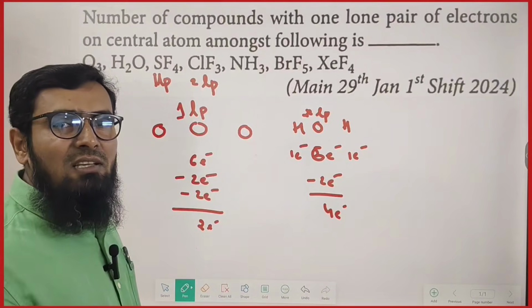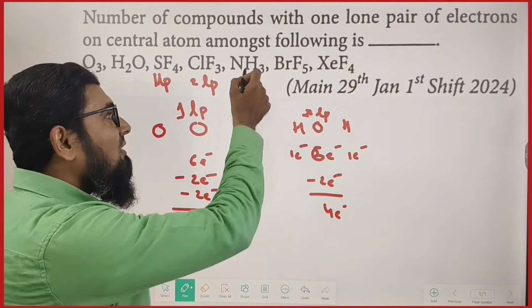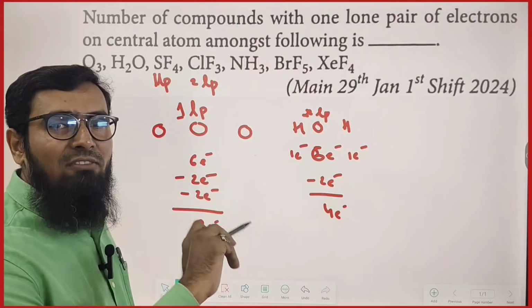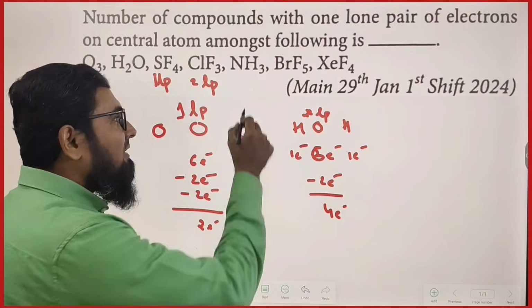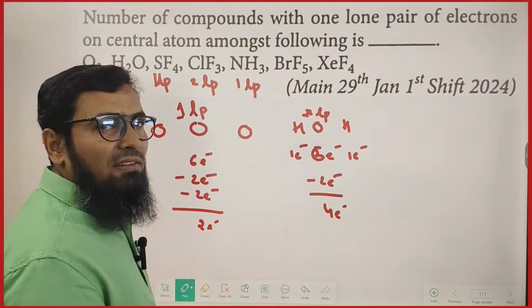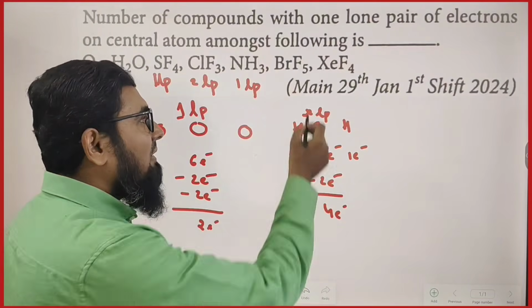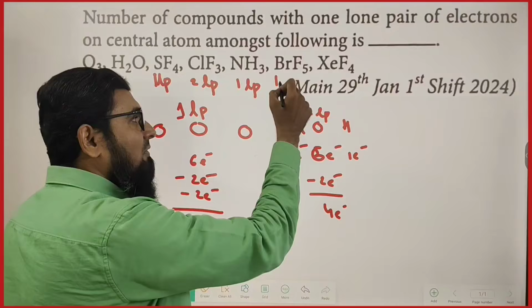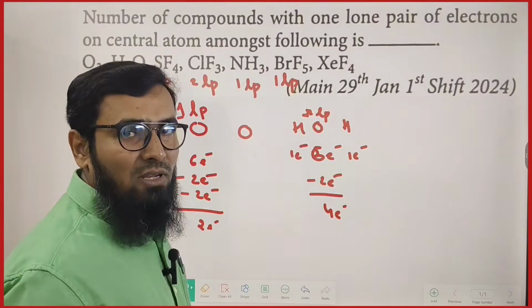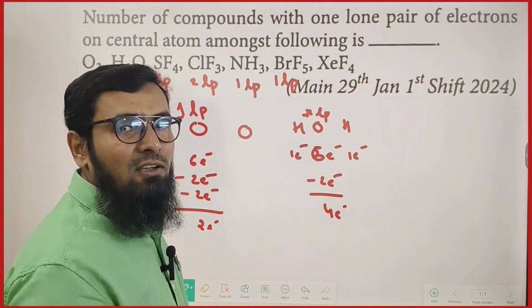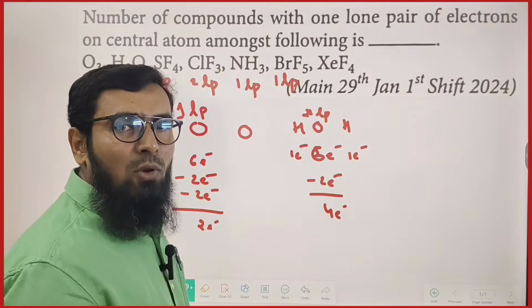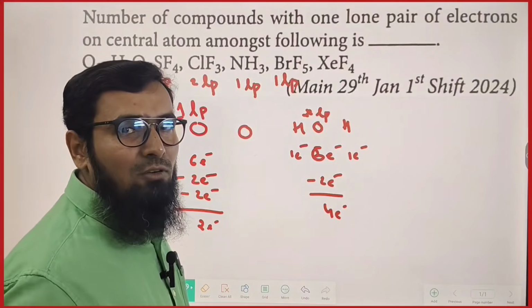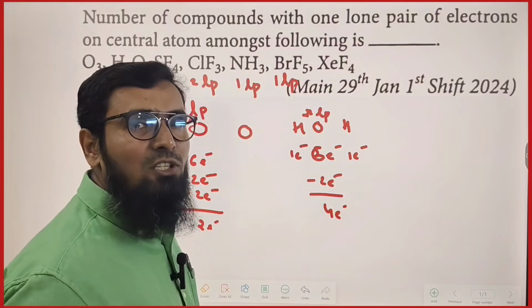NH3, nitrogen has 5 electrons in the valence shell. Hydrogen is monovalent. So 5 minus 3, 2 electrons remaining. That converts into 1 lone pair. BrF5, bromine, 7 valence electrons. 7 minus 5, that is 2 electrons. So those 2 electrons convert into 1 lone pair. XeF4, 8 valence electrons. Fluorine is monovalent. 4 electrons are used for bonding. So 8 minus 4, 4 electrons convert into 2 lone pairs.